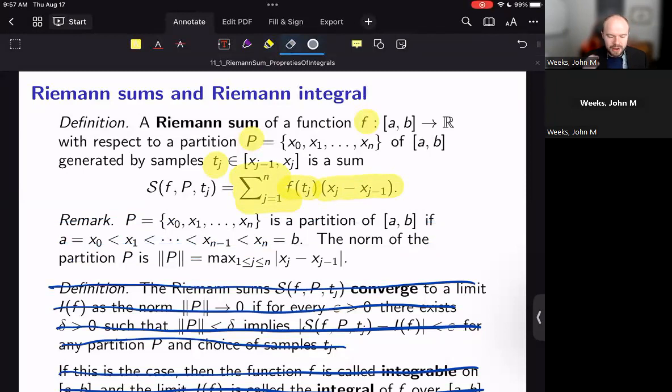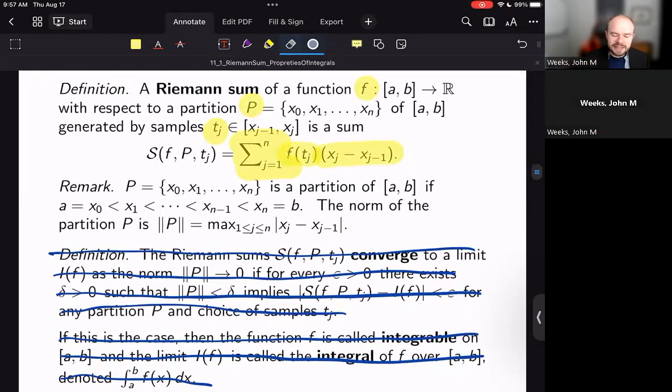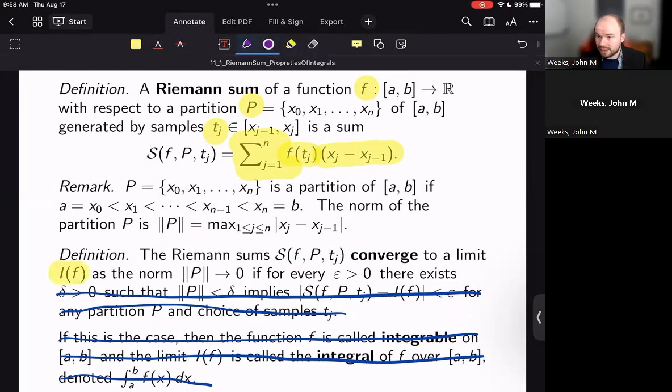So here we have all of the things that are set forth as before. The norm of P, all of these definitions are all the same. And we're going to say that the Riemann sums converge to a limit I of f, and this is what we're going to be calling the integral of f. This is hopefully the thing that actually gives us a notion of area underneath the curve.